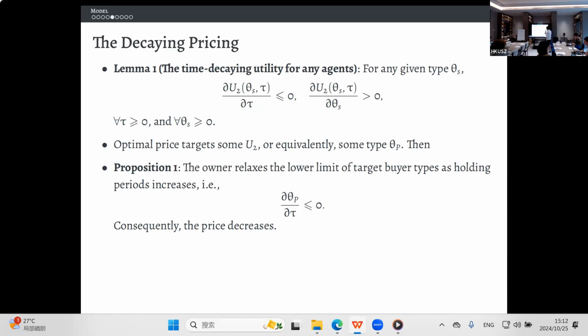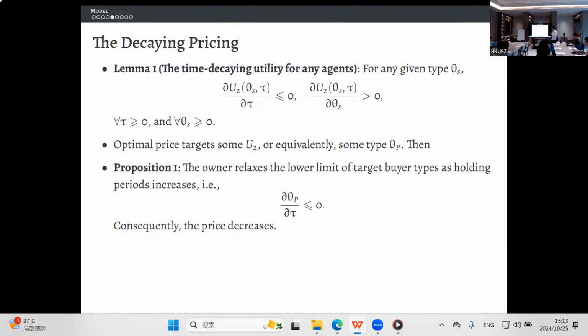So the owner elects the lower limits of the target buyer's type as the holding period increases. So the idea is, for the seller, for the owner, my optimal strategy is to gradually quote lower and lower prices, okay? So what's the intuition behind this?